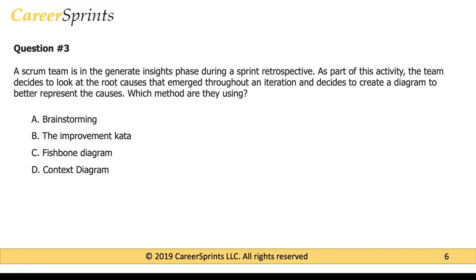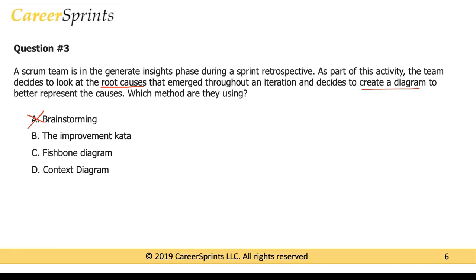So let's look at the correct answer. So it says, as part of this activity, the team decides to look at the root causes. So that's the main word here, the root causes that emerge throughout an iteration and decides to create a diagram to better represent the causes. Which method are they using? So option A is brainstorming. So although brainstorming can be used to identify root causes of problems, it is not necessarily a diagrammatic technique. So option A is going to be wrong.